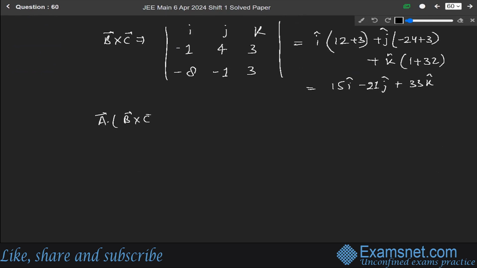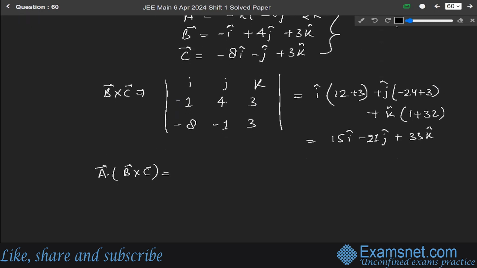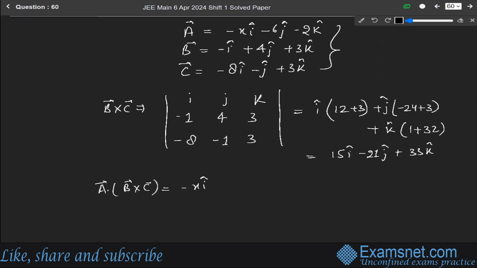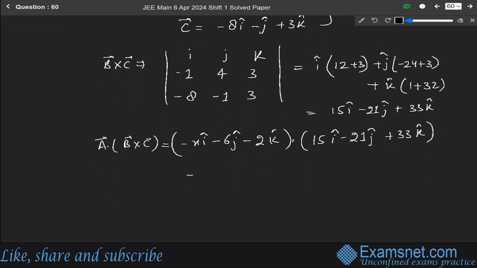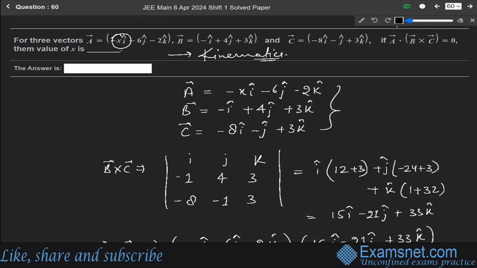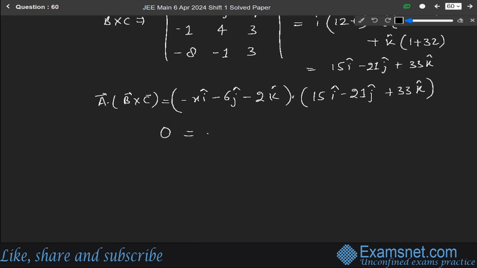Okay, then A dot B cross C. So A is minus of x iota cap minus of 6j cap minus of 2k cap, dot product 15 iota cap minus 21 j cap plus 33 k cap. Okay, so we'll get this A dot B cross C, and it will be 0. So 0 is equals to minus of 15 minus plus of 21 into 6, 126, plus minus 33 into 2, 66. This is x.